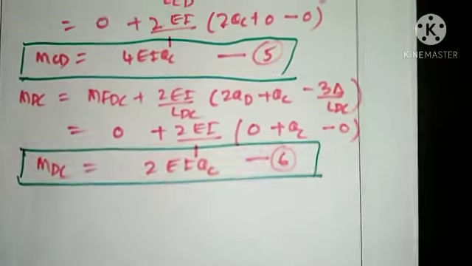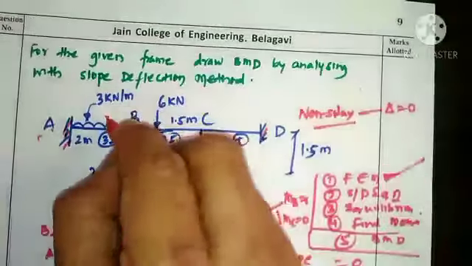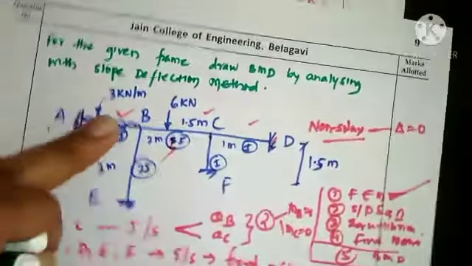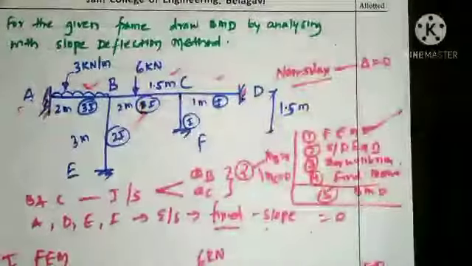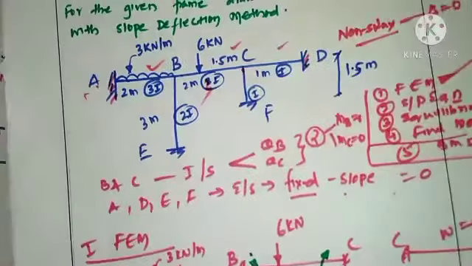Then further two more members. What we have calculated is that AB is over, BC is over, CD is over. Now what we require is BE and CF. For BE and CF, there are no loads. So again the fixed end moments are 0.